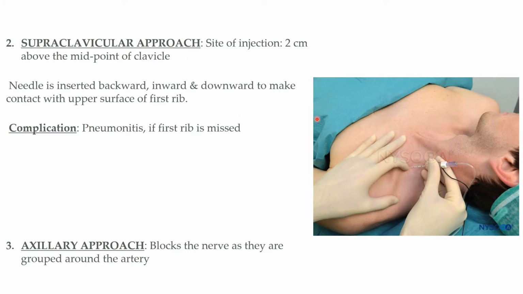Supraclavicular approach. This is based on the principle that the roots and the trunks of the brachial plexus are present in the posterior triangle. Here, the site of injection of the anesthetic drug, as you can see in the illustration, is approximately 2 cm above the mid-clavicular point. The needle is inserted backward, inward and downward in order to anesthetize the nerves forming the brachial plexus.